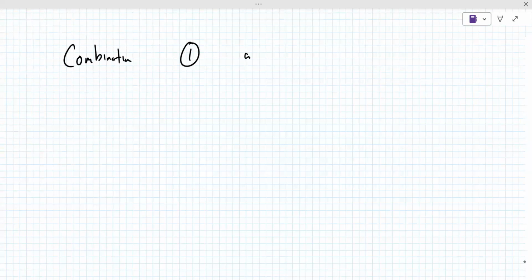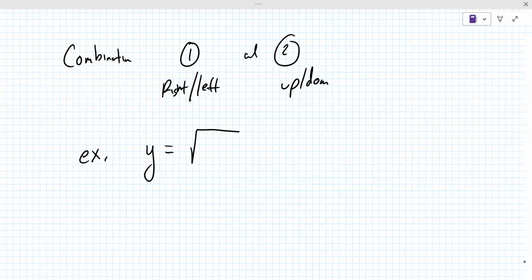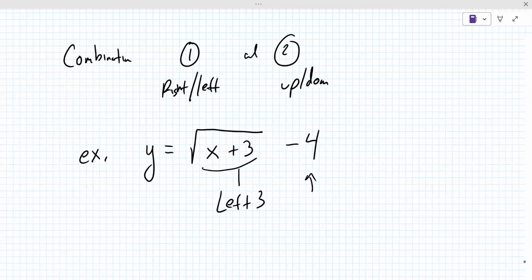Okay, now I'm going to give you a combination of 1 and 2, meaning it's going to be right, left, up, down. So these are going to have one of each. Okay, so here's an example. Y equals the square root of x plus 3 minus 4. Okay, so this one is left 3. That's this part. Down 4.